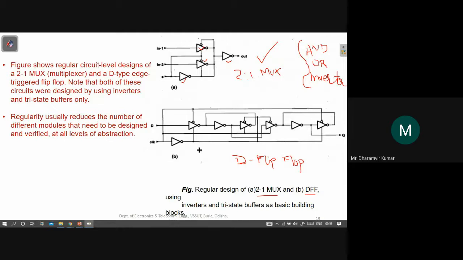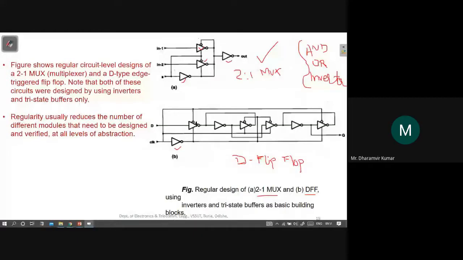Now this is a different approach. This circuit uses just inverters and the same tri-state buffer. So the whole circuit is designed by using again only two types of gates. One is the inverter and the other one is the tri-state buffer. Inverter, tri-state buffer, inverter, and tri-state buffer.